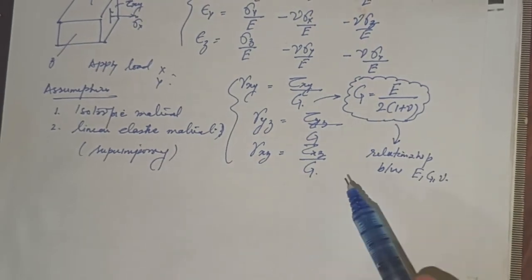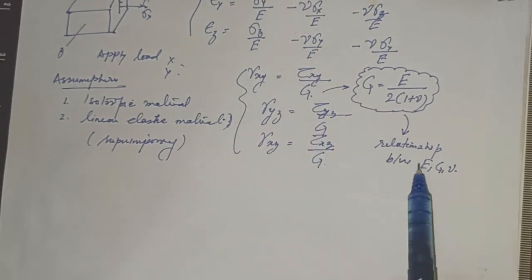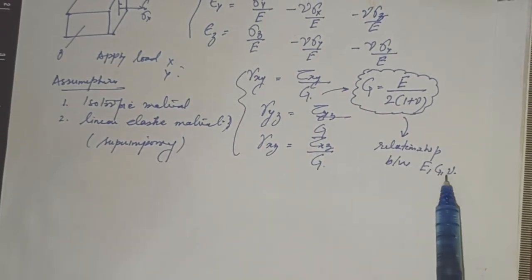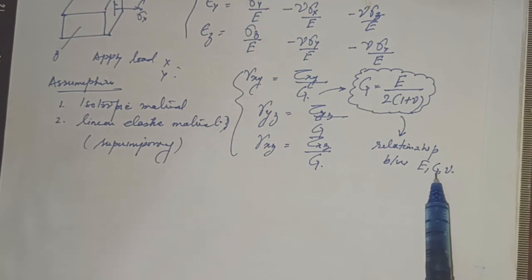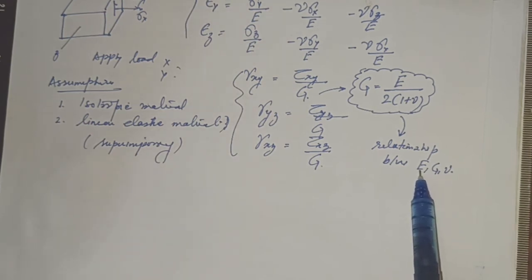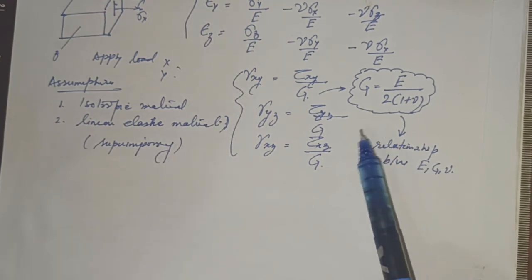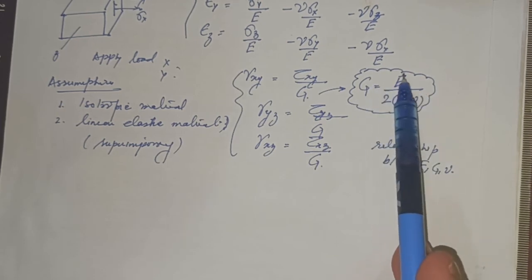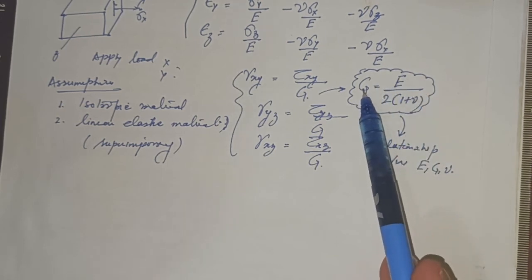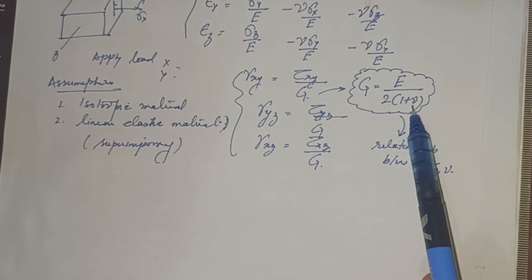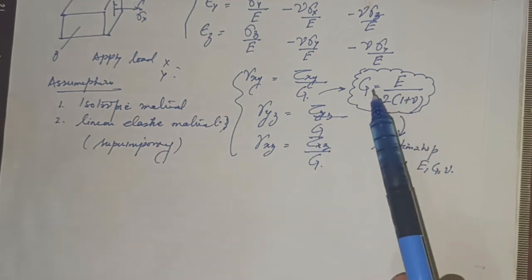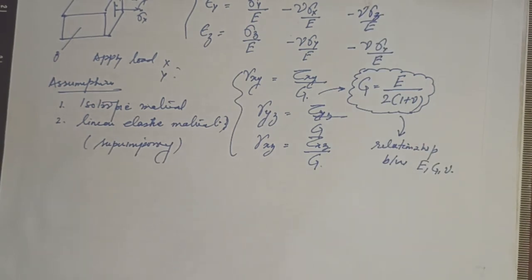In numerical problems, if you are given only E, or only G, then with the help of G you will be calculating E and nu. So keep this relationship in mind, and remember that in E there exists a Poisson's effect. In all these equations of G there exists a Poisson's effect. So this is the generalized Hooke's law for you.